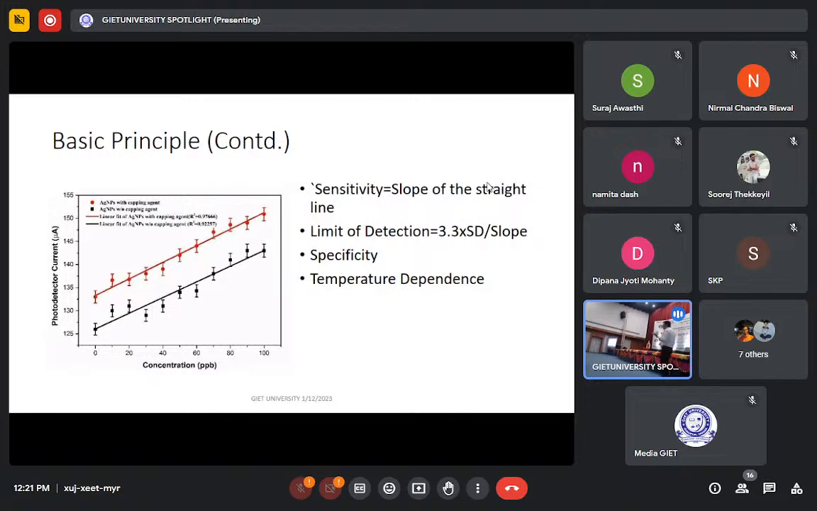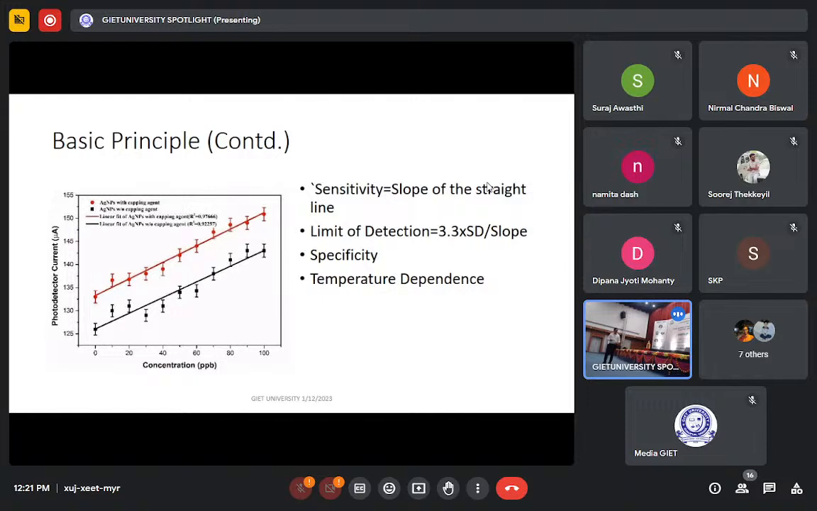The output is measured in terms of current. Here, this is the photodetector current. So what I have done here is I have applied different concentrations as a measurement, and I have measured the output at the detector in terms of your current. And you can see the graph turns out to be a straight line. So that means a linear graph is to be obtained.